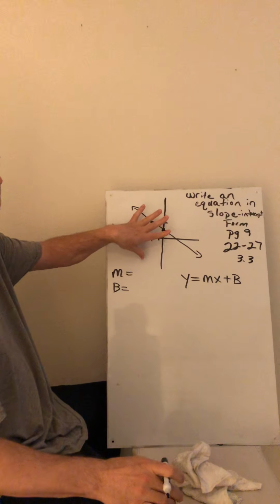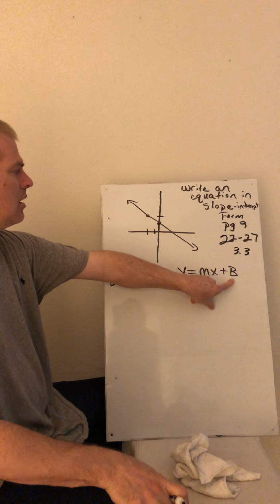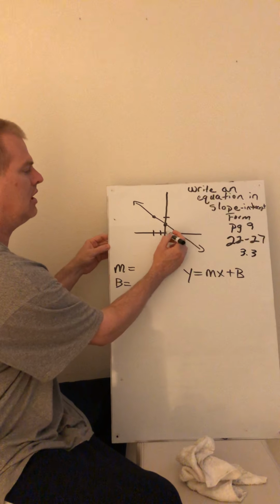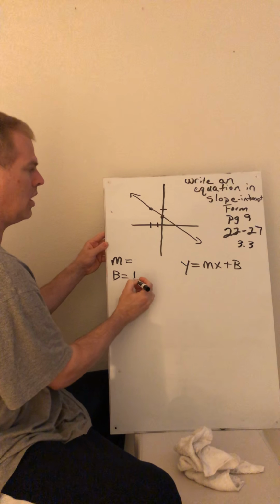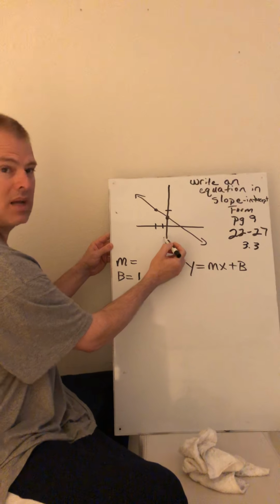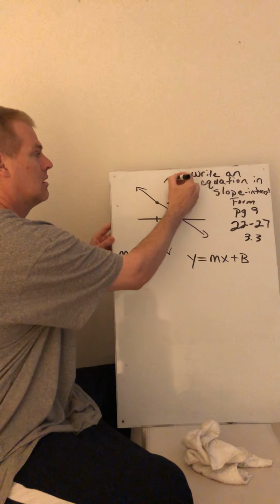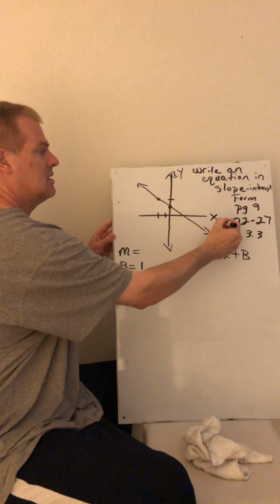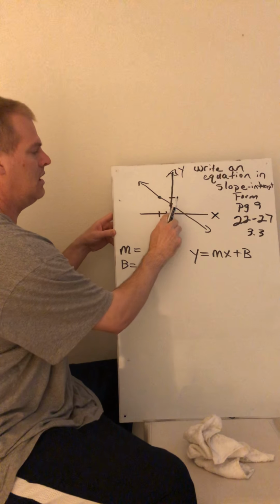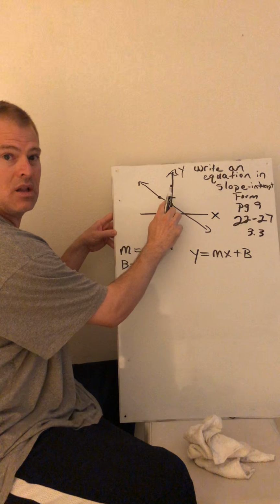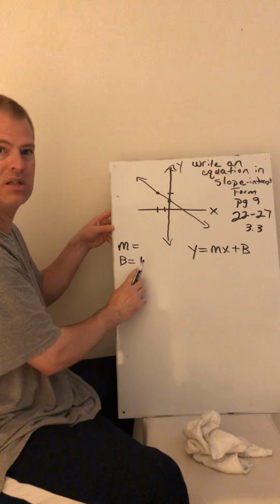Okay, so I'm looking at my graph. We always start with b. B is where we start on the graph. So if I start here at 0 and I go up 1, my b is 1. Okay, so if you went down, it would be a negative number instead of a positive number. So again, this is the y-axis, this is the x-axis. Okay, so again, I'm looking at my line. I go up to where the line crosses the y-axis, which is at 1. So I put b as 1.